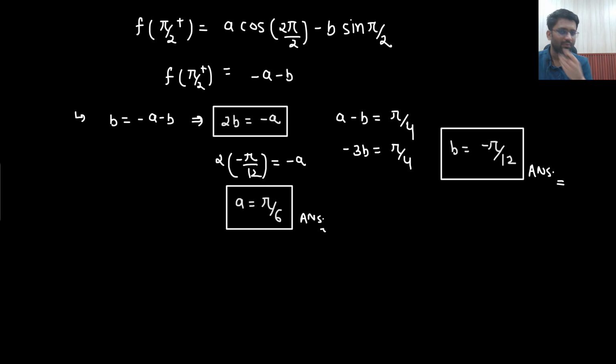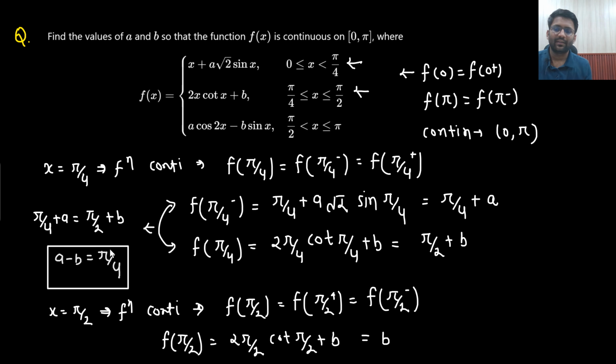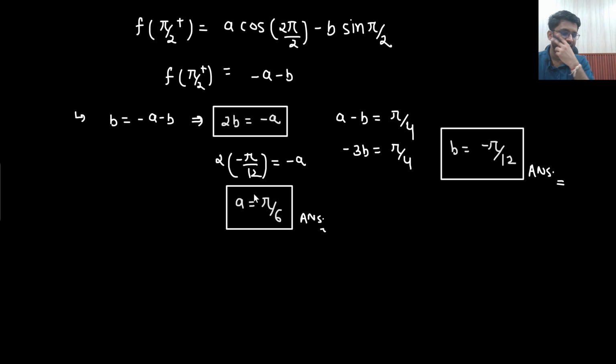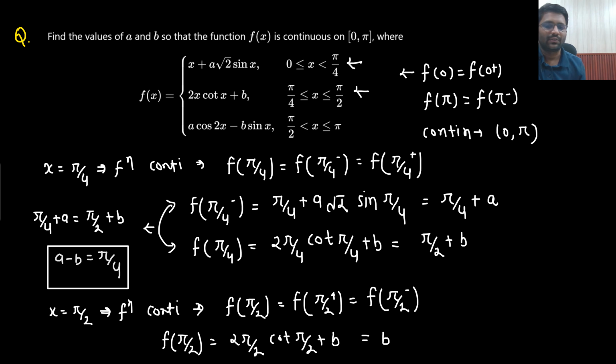That means 2b would be equal to minus a. Okay. So 2b equals minus a, and here we are already having the relation that a minus b equals pi by 4. This relation we are already having. Right. So a minus b equals pi by 4, then 2b equals minus a, that means a equals minus 2b. Here I put minus 2b, b is coming out to be minus pi by 12. If I put minus pi by 12 here, the answer is coming out to be pi by 6. So a is pi by 6, b is minus pi by 12. That's it. So this is how we need to think.